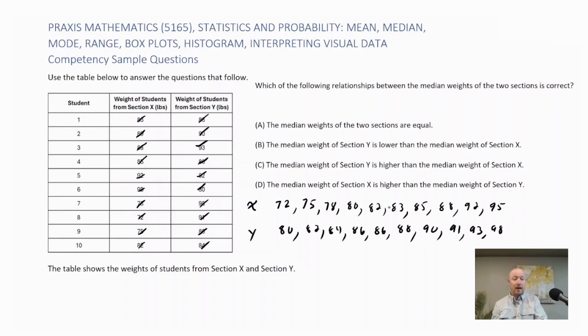So we can see for set X, if we take the average or the mean of 82 and 83, we would get 82.5 for the median for set X. And if we do the same thing for set Y, 1, 2, 3, 4, 5, we would get the mean of 86 and 88, which would be 87. So that means the median weight of Section Y is higher than the median weight of Section X. So the correct answer is C.